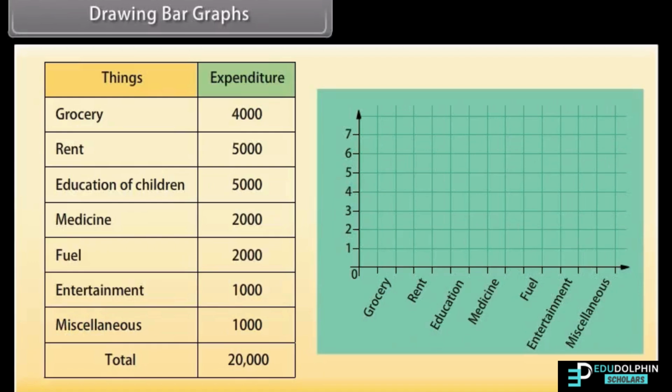Now to represent our first thing, that is grocery, we have to make a bar of unit 4. Similarly, other things are represented leaving a gap of 1 unit in between 2 consecutive bars.